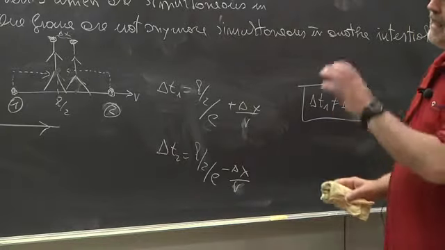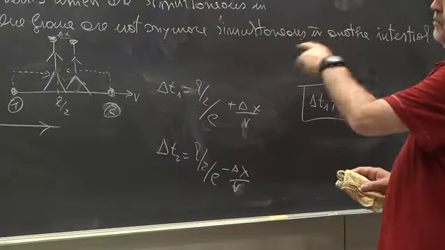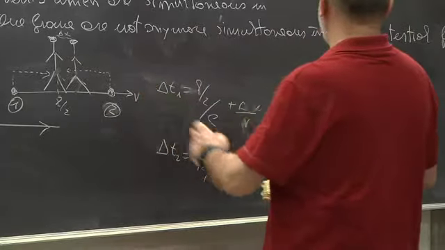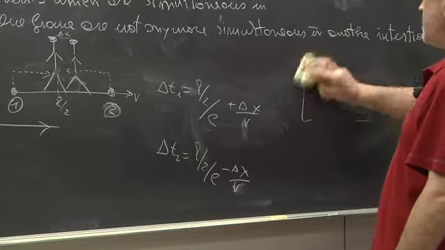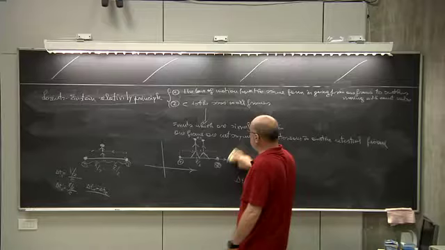Okay, so the first thing is events which are simultaneous in one frame are not simultaneous in another inertial one moving with constant speed with respect to the other. This is the most important consequence.